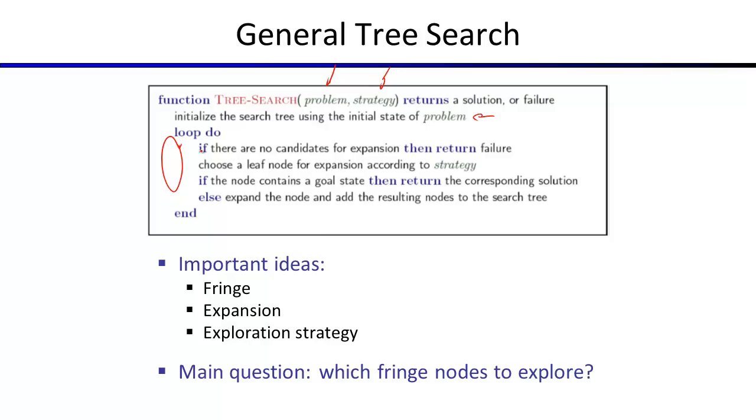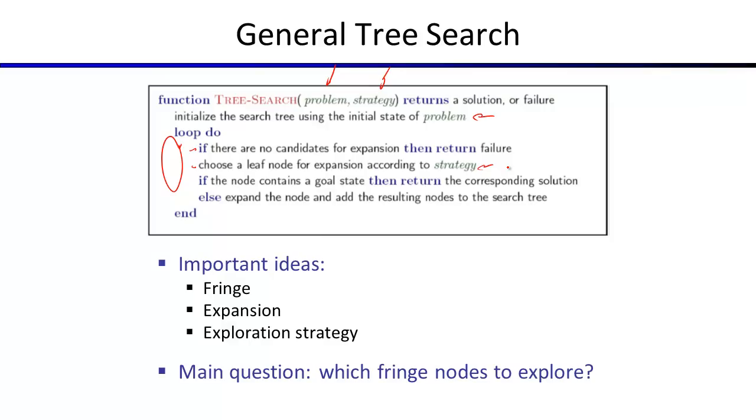If there are no candidates for expansion, what does that mean? We check our fringe. If our fringe is empty, then we return failure, because that means we've been growing this search tree and we have nothing left from where we can grow. Everything in our search tree is a dead end, and we need to return failure. If we're luckier and the fringe is not empty, we choose a leaf node, a node in the fringe, and then the way we choose this is going to be according to some strategy which we'll get to later, but we'll pick some node from our fringe for now.